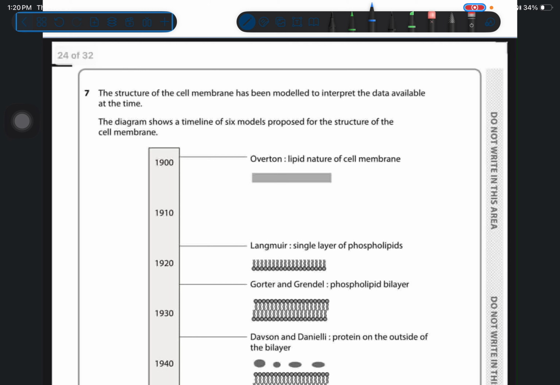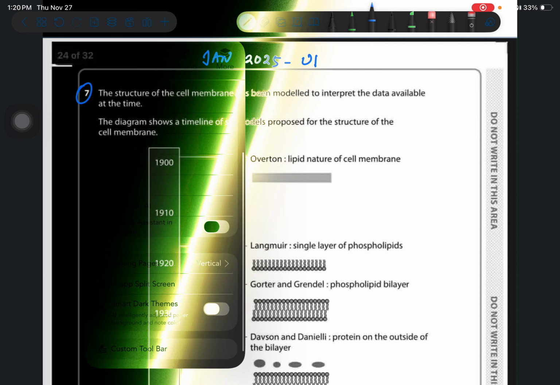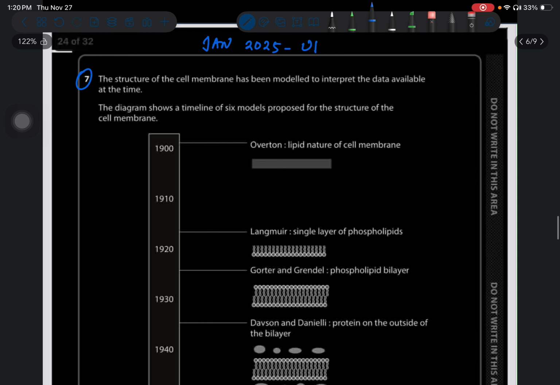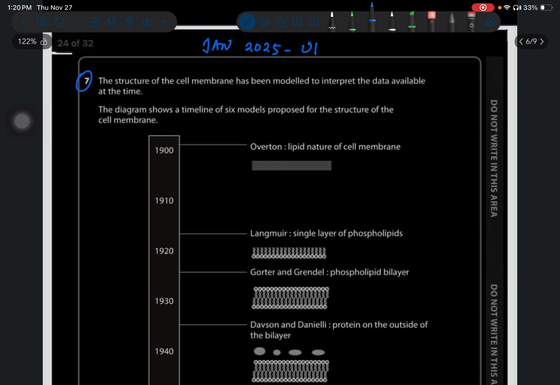Today we'll be looking at question number 7 of the January 2025 Unit 1 biology paper. This was suggested by a student. So let's have a look. Before we begin, let's see some magic. Let's go. This will put less strain on your eyes.